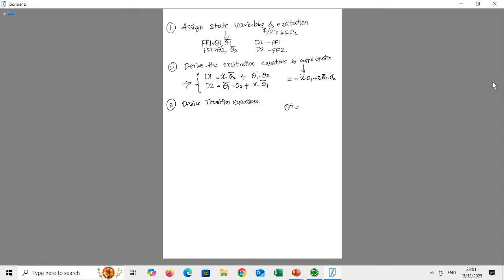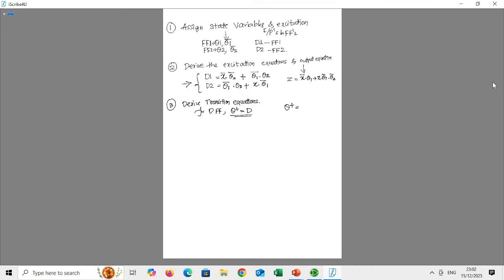To derive the characteristic transition equations, we should be very clear what type of flip-flops are used to design the circuit. In this case, the circuit is given with D flip-flops. For a D flip-flop, the characteristic equation is Q plus is equal to D. If we are taking a circuit where JK flip-flops are used, Q plus is in terms of the JK inputs and the present state outputs Q and Q bar. So based on the flip-flop, we have to write the characteristic equation.